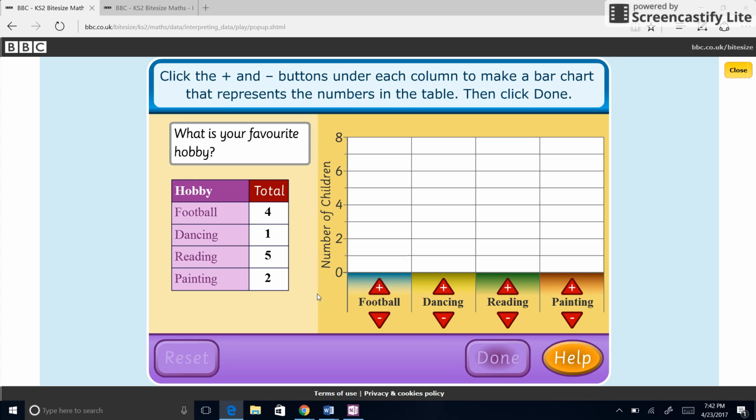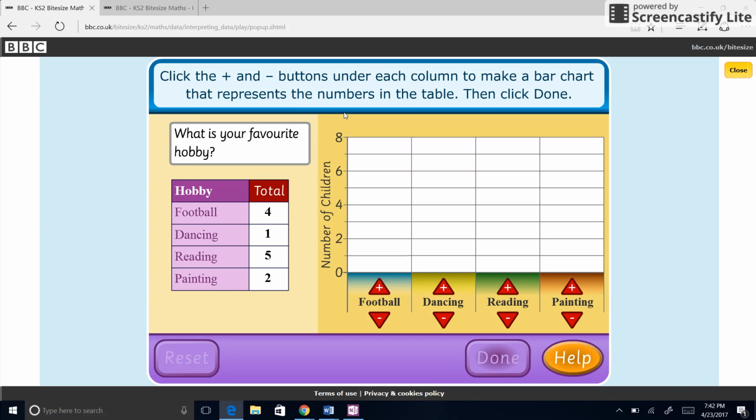Can you think of a reason why it didn't go all the way up to 12? We're only graphing our results, which are our totals here. And if you look at the frequency table, our totals have a high number of 5, which was for reading. So we don't have to go any higher than 5 because the bars that we make will only go up to 5. We didn't even need to go up to 8, but by going up to 8, it gives a little bit of extra space at the top of the bar graph and gives it a nice presentation.